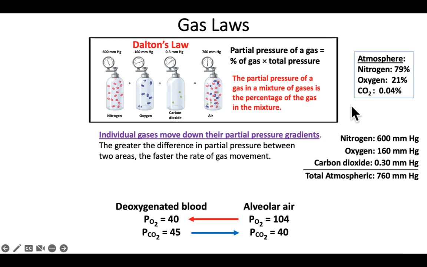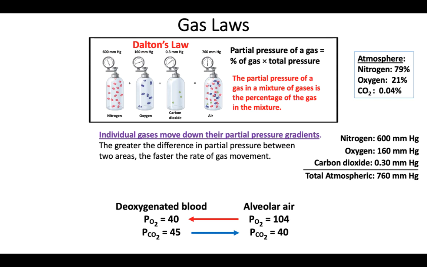Well, they each have what we call a partial pressure. So if you take these percentages and multiply it by the total, you'll get each gas's very own pressure, okay? So each gas has its own pressure, okay? That's called the law of partial pressure, okay?